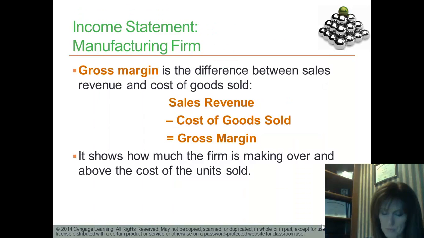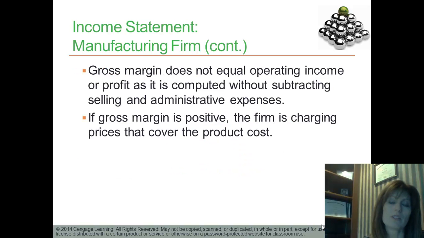Okay, so gross margin for a manufacturing term is revenue minus cost of goods sold. So when you hear people talking about, oh, we've got a big margin or not, they usually mean their gross margin. And that's just asking how much money are we making just from the difference between our revenue and our cost of goods sold. So before we get into all those other administrative expenses and everything, how much profit are we making? Okay, so gross margin is not operating income, it's not profit, because we haven't subtracted all the other stuff. But gross margin is the first indicator of whether we're covering our product costs.